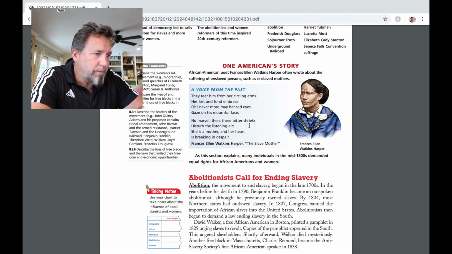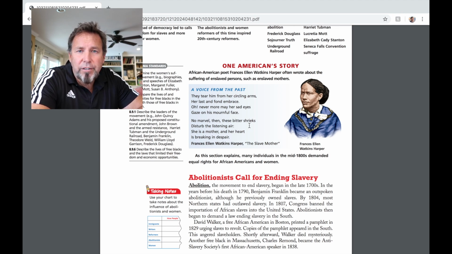And just part of the poem says, "They tear him from her circling arms, her last and fond embrace. Oh, nevermore may her sad eyes gaze on his mournful face. No marvel then these bitter shrieks disturb the listening air. She is a mother, and her heart is breaking in despair."